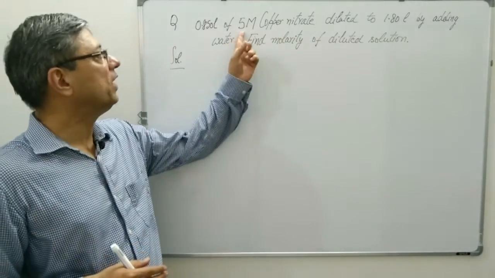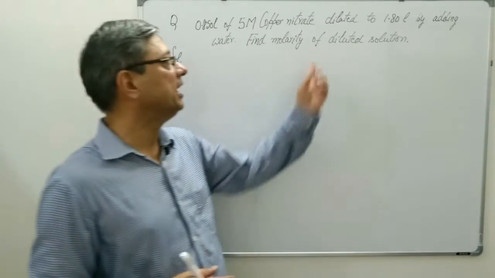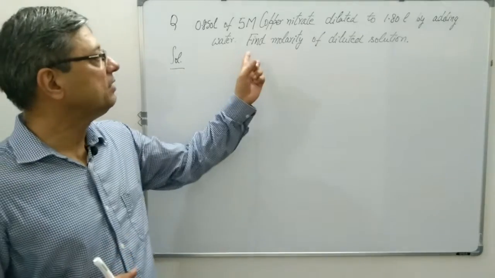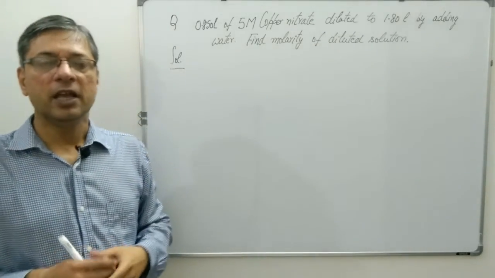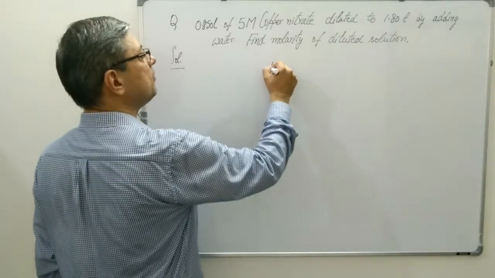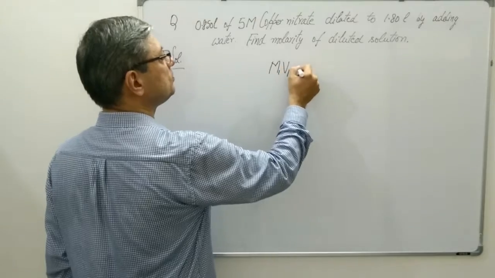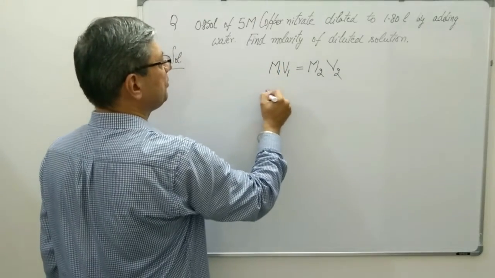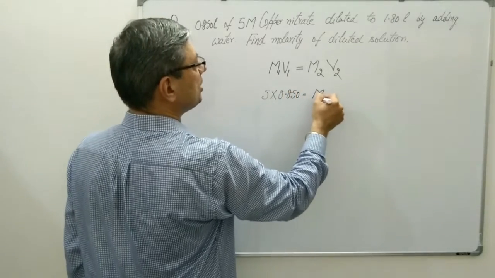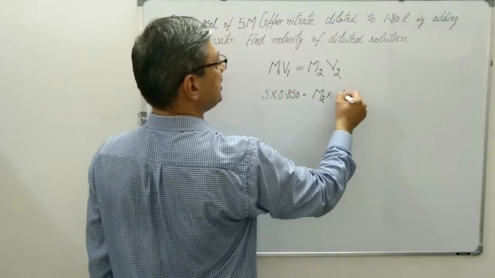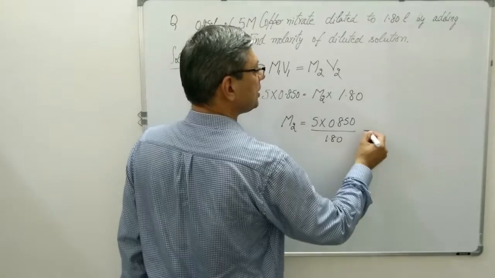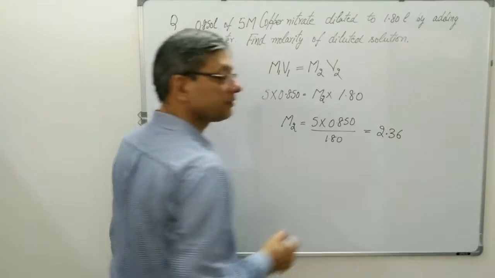Question says 0.85 liters of 5 molar copper nitrate solution has been diluted to 1.80 liters by adding water. Find molarity of the diluted solution. Here we can use the dilution equation. Dilution equation is M1V1 is equal to M2V2. M1 we take 5, V1 is 0.850. M2 we have to calculate, and V2 given is 1.80. M2 comes out to be 2.36.